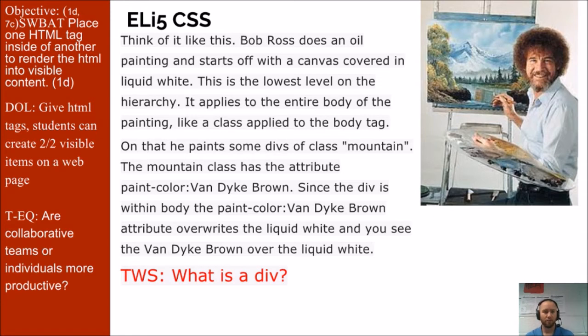Bob Ross does an oil painting and starts off with a canvas covered in liquid white. This is the lowest level on the hierarchy. It applies to the entire body of the painting like a class applied to the body tag. On that, he paints some divs of class Mountain. The Mountain class has the attribute paint color Van Dyke Brown. Since the div is within the body, the paint color Van Dyke Brown attribute overwrites the liquid white, and you see the brown over the liquid white everywhere.